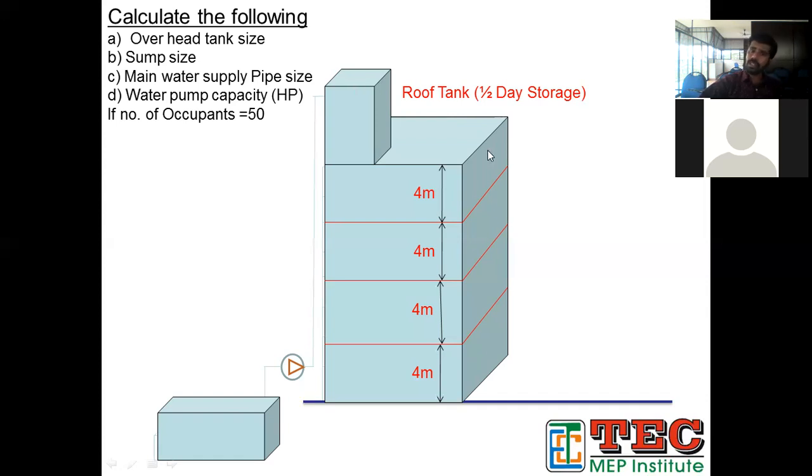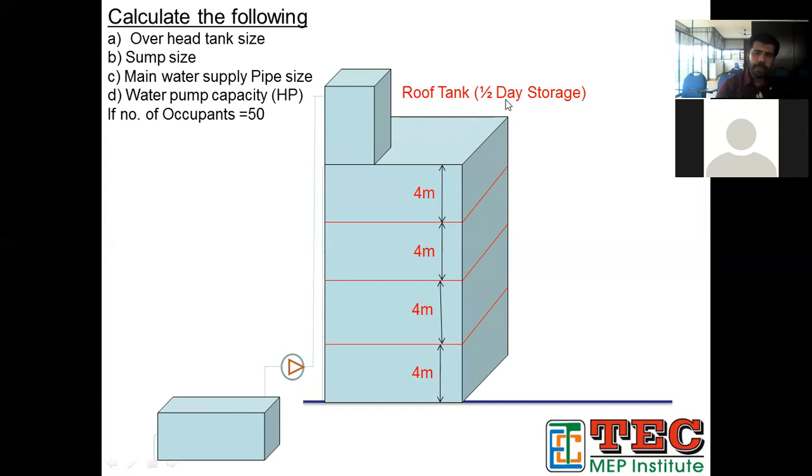Now, if you want to give 10,000 liters, that is also your choice, you can do that. But we have to calculate the overhead tank size properly. Now you got the overhead tank size, right? If it is half day storage, it is 2,500. We can round it and give it as 3,000, we can write 3 meter cube.